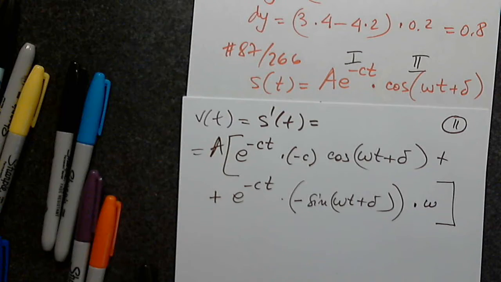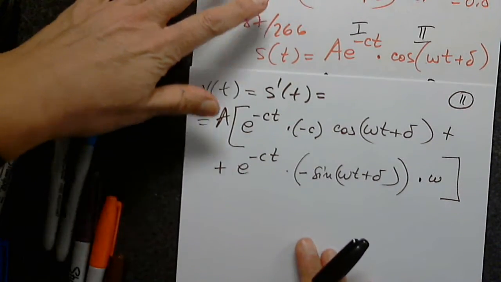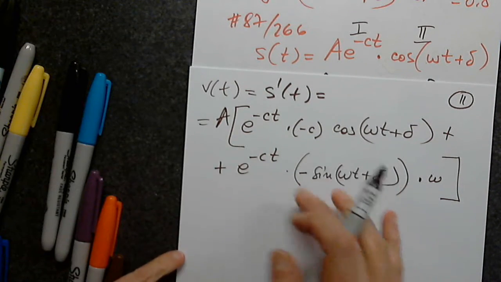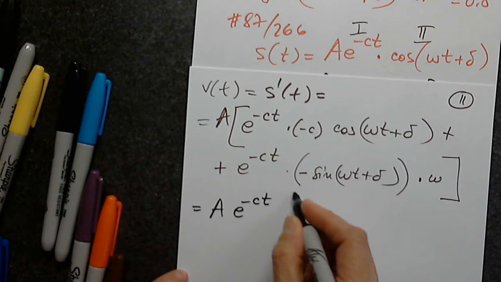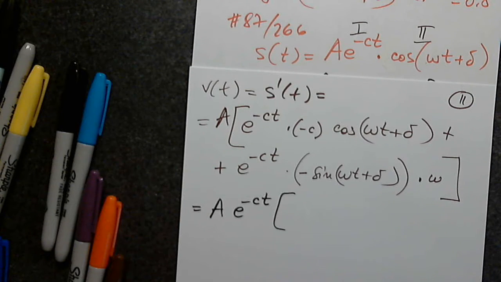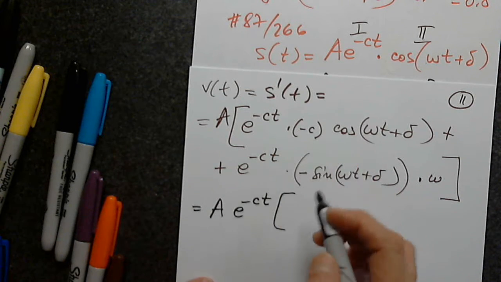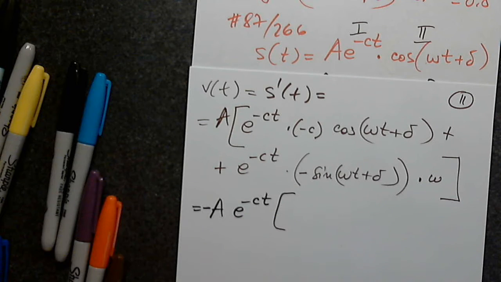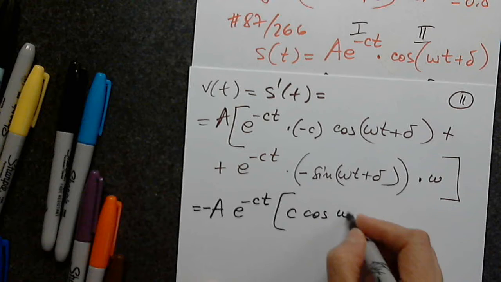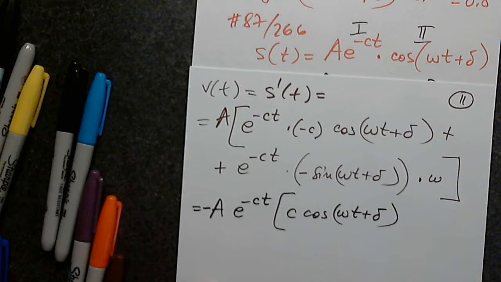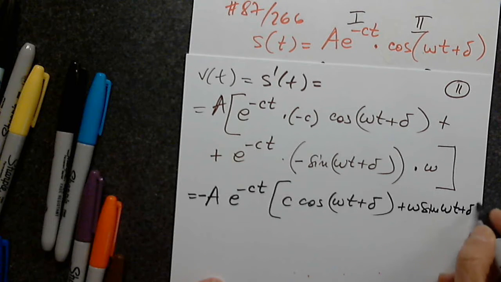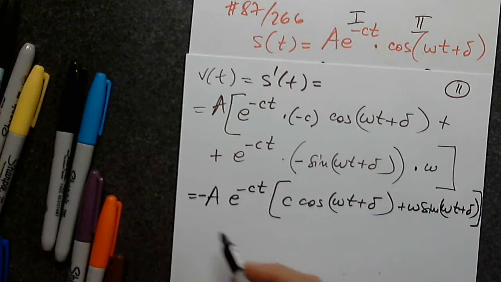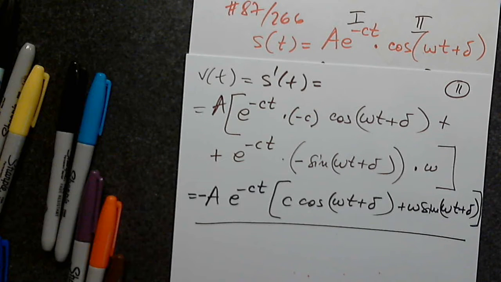I will try to rearrange it a little bit if possible. So both terms have e to negative ct, so I have a e to negative ct, and let's see what is left. I have a negative, and both are negative, so I'm going to put minus in front. c cosine omega t plus delta, very good, plus omega sine omega t plus delta. Perfect. And this is done. This is the first derivative.